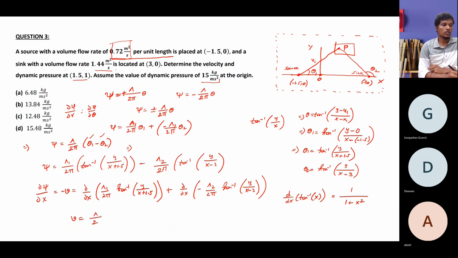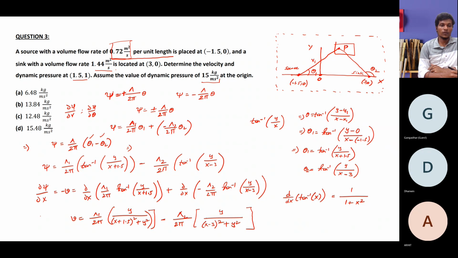λ1 by 2π, it's your first lambda, y by (x plus 1.5) whole square plus y square, minus 1.44 by 2π times y by (x minus 3) whole square plus y square, right? This is the equation you will get. It looks kind of complex, this 1.44. Since I did not substitute the values of lambda yet, I will write it as still λ1 and λ2. This one still refers to your sink flow and this one refers to your source flow. That is your V velocity component.